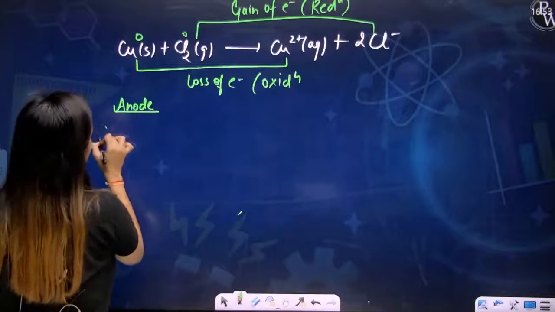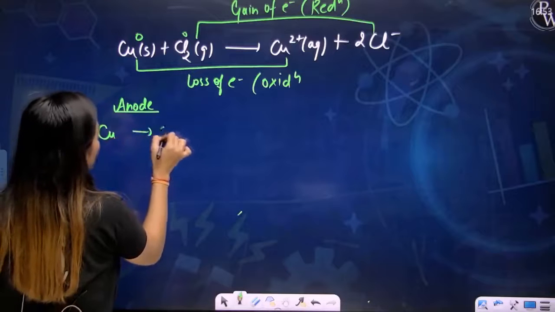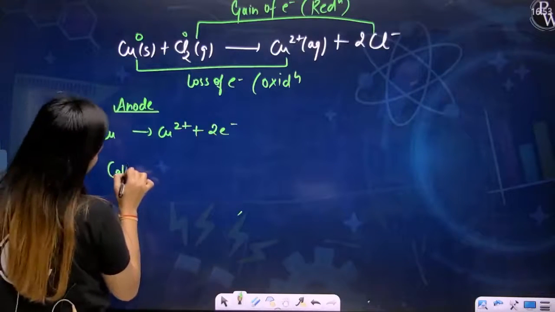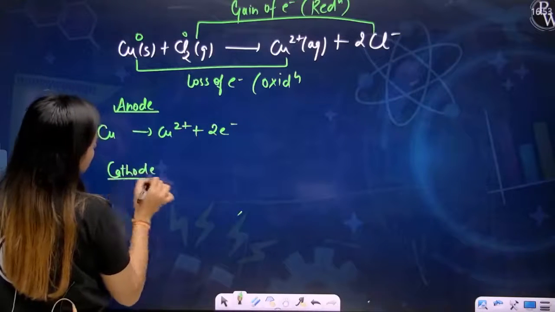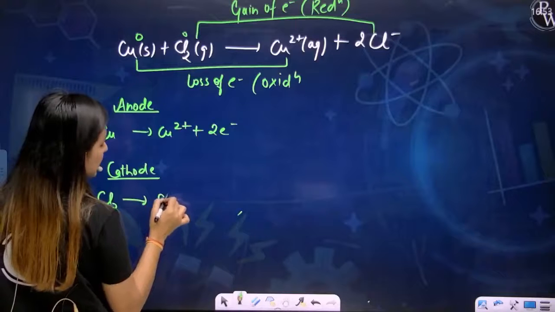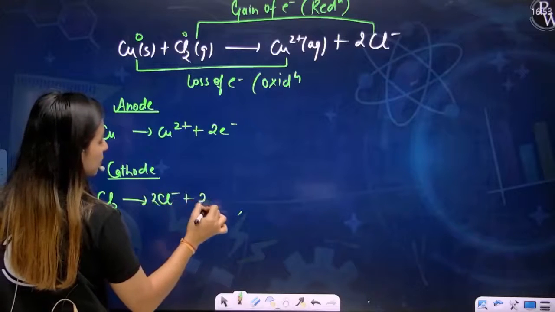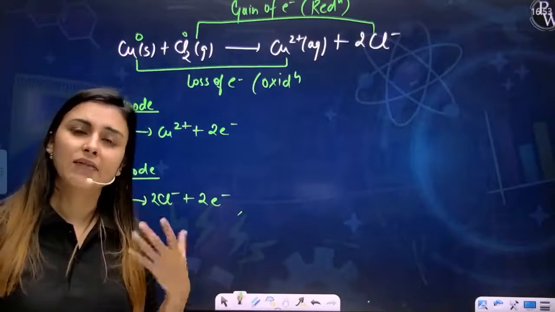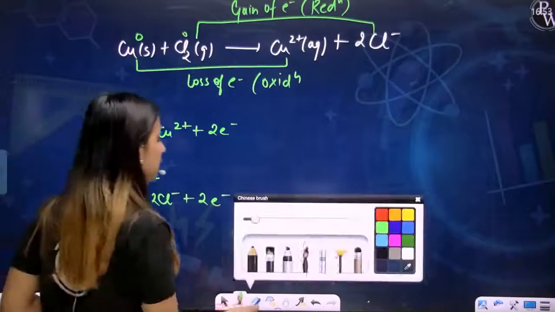Oxidation. So copper goes to copper 2 plus plus 2 electrons. Cathode is reduction. So for reduction, Cl2 plus 2 electrons goes to 2 Cl minus. This is my anode and cathode reactions. I have to represent this. Let's represent it, my dear students.